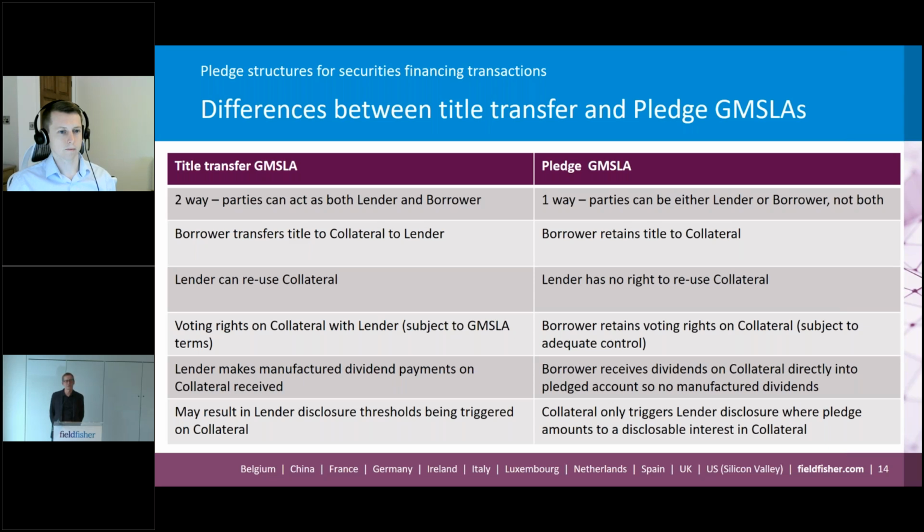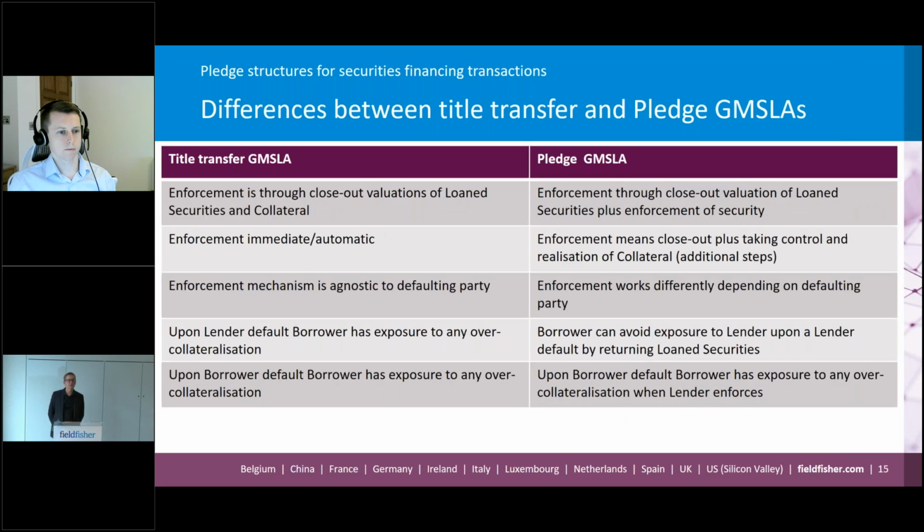Now, I'm not saying that can never arise in the case of where you have a pledge, because it's jurisdiction by jurisdiction specific. In that particular case, the threshold wouldn't have been crossed had that collateral, those equities, been received by pledge. Next slide. So those are the practical day-to-day type differences.